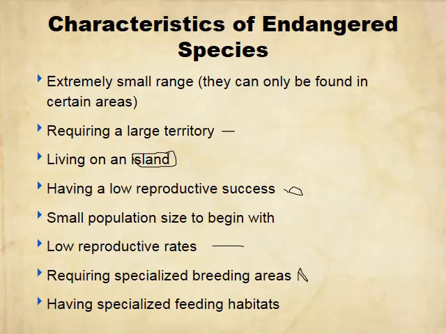The best example here are pandas. Pandas eat bamboo, and they eat very specific bamboo that dies off once every 30 years, and all of them almost starve to death. So with their very specialized feeding habits, you have this animal that doesn't have much of a chance of survival because of what's going on in China with the bamboo forests.